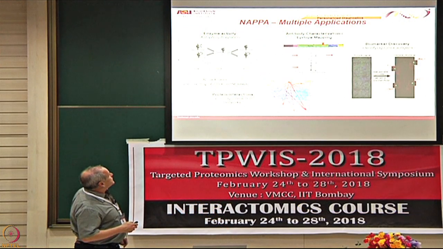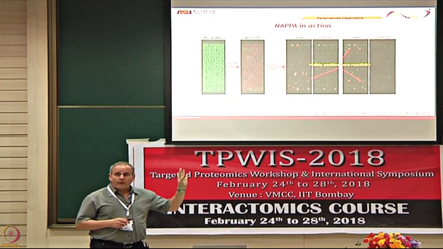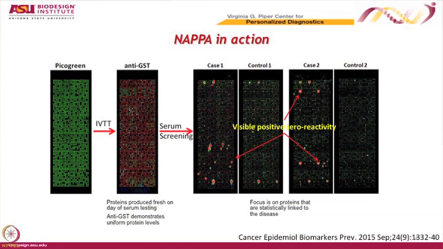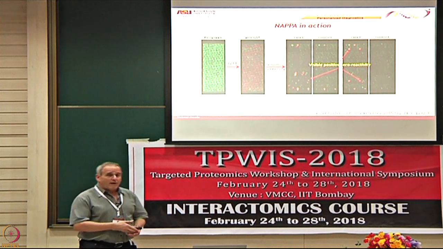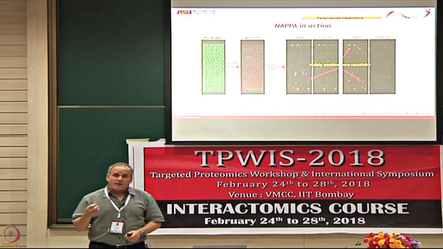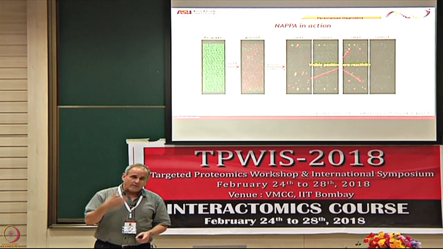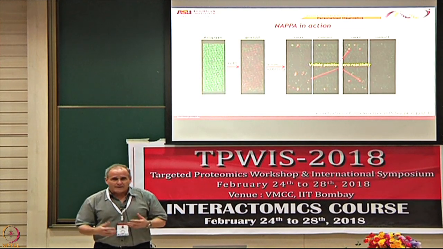All right. So this is what we're looking for in biomarker discovery. Here is the DNA array. Here's after making protein. And here is after adding serum. Wherever you see a bright spot, especially a red spot, that means that the patient is making very strong antibodies to that protein. Okay, the color, by the way, is a false color. So it's not really red.